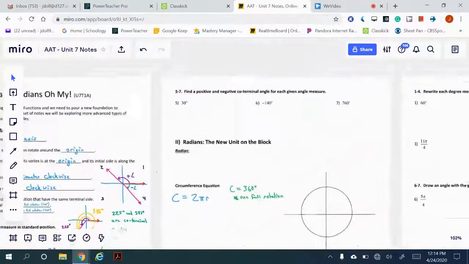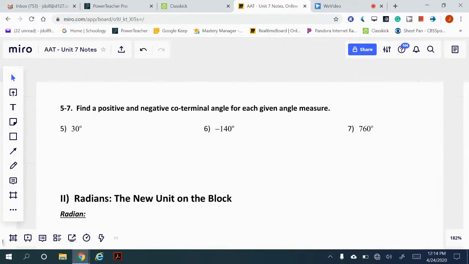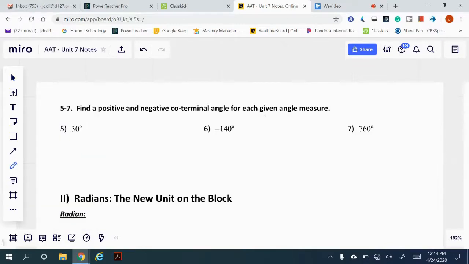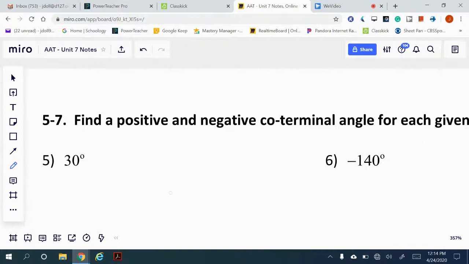Let's move on to talking about coterminal angles more algebraically rather than graphically. So the question becomes, how do we get a coterminal angle from an angle we're given? And the key is, we want to find a positive coterminal angle. Remember, that's where we added one full rotation, or 360 degrees. And we might have to do that more than once, you're going to see. And for a negative one, we're subtracting 360.